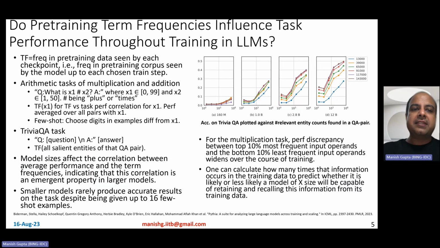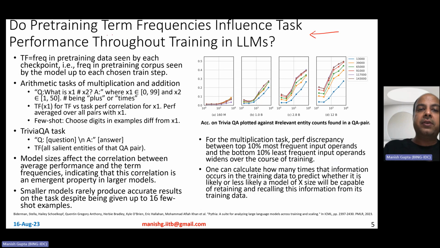The last experiment that they did was to answer this question: do pre-training term frequencies influence task performance throughout training in LLMs? Another way of posing this question is, if I read a chapter 10 times, will I be able to answer that question better compared to if I read the chapter only once? The short answer is that they find yes. The answer is yes. And the way the experiment was done in detail is as follows.